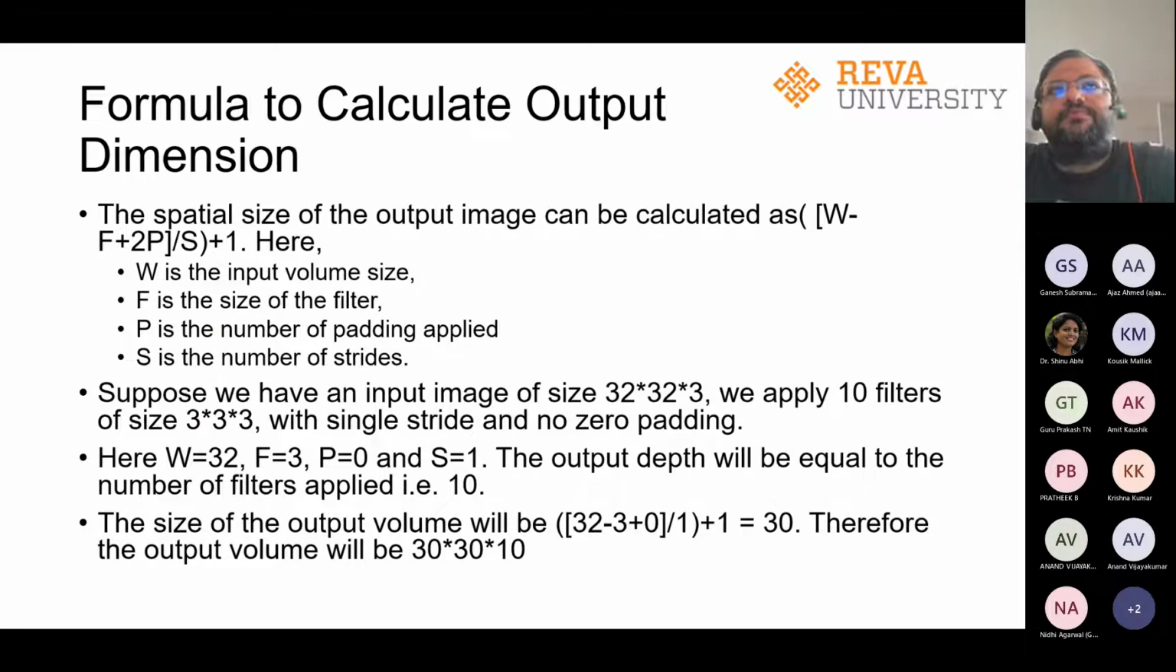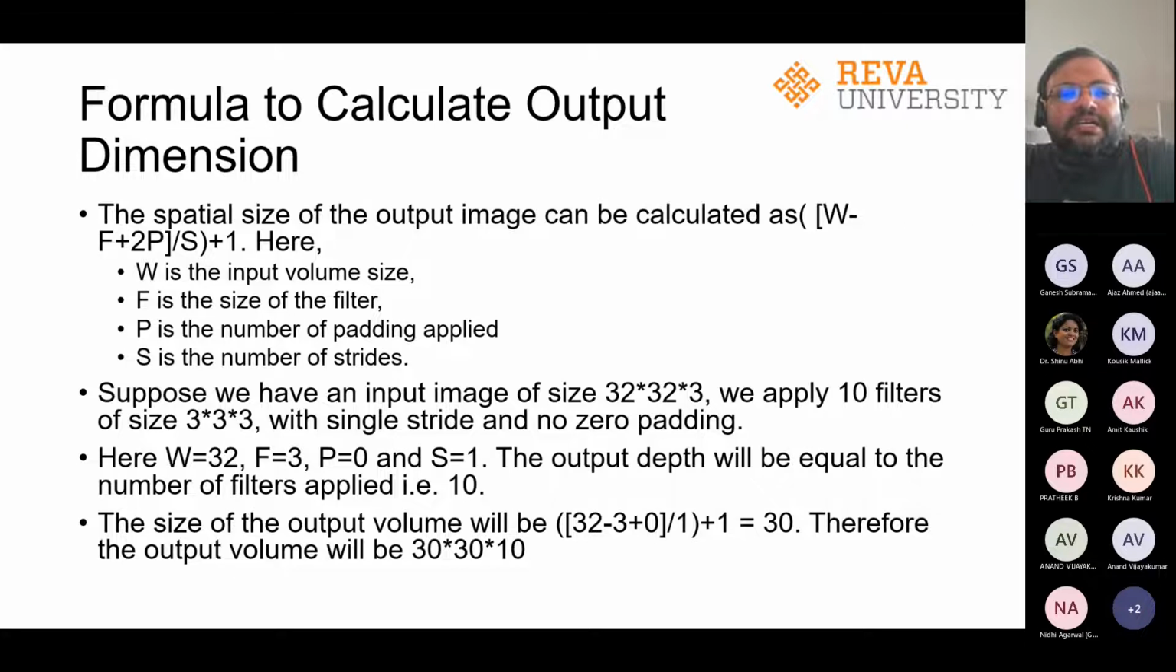Okay, so one thing after the pooling layer. This is the formula to calculate, once you pass an image through a filter of some specific dimension, what is the output dimension of the image. So the spatial size of the output image can be calculated as (W minus F plus 2P) by S plus 1. It looks like a confusing formula, but it's not. It's very simple. W is the input volume size.